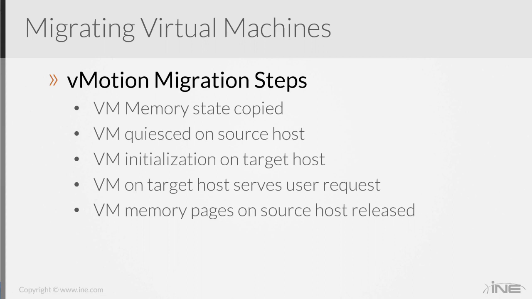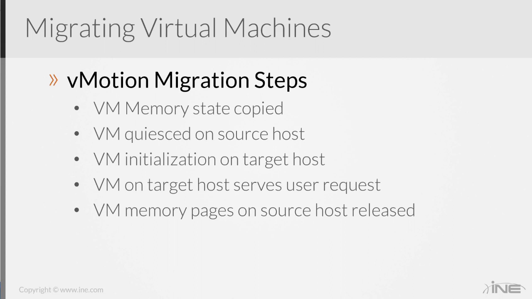So in step one, the virtual machine memory state is copied over the vMotion network from the source host to the target host. User requests would continue to be received on the source host, with a list of modified pages of memory being stored in a bitmap file on this host. That's the source host.